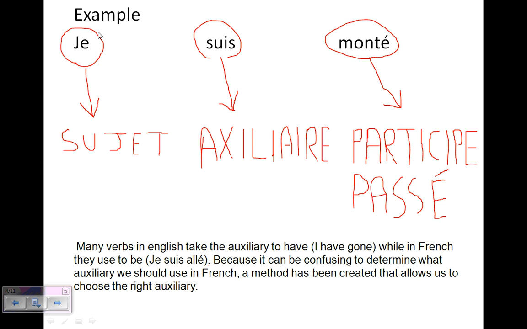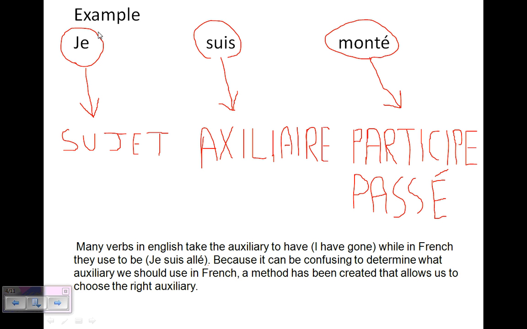Anyways, here's another example that I gave, and I broke it down for you. Je, sujet, suis, auxiliaire, monté, participe passé. This sentence means I went up. Je suis monté. So now let's be careful here, because many verbs in English take the auxiliary to have. Let me give you an example: I have gone, I have eaten, I have bought.